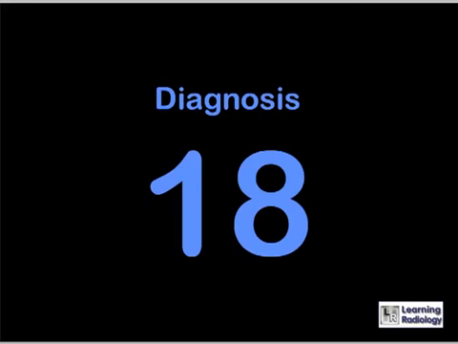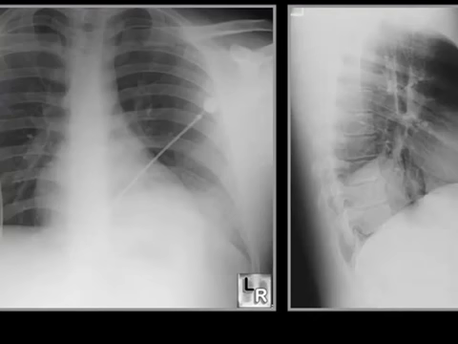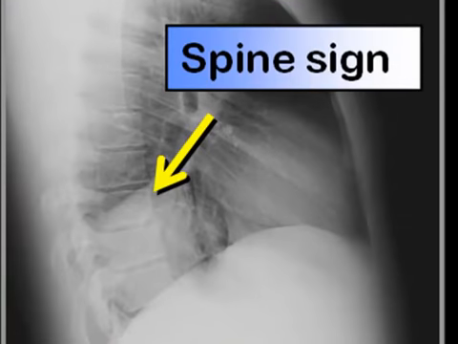Why does this 23-year-old have a cough? You can see there's increased density at the left lung base, which is obscuring the left hemidiaphragm. On the lateral view, there is something called the spine sign, in which there's increased density at the lower aspect of the thoracic spine, instead of normally what is seen on a lateral image of the chest, which is that the spine appears to become blacker. As we get closer to the hemidiaphragm, the spine appears to be whiter.